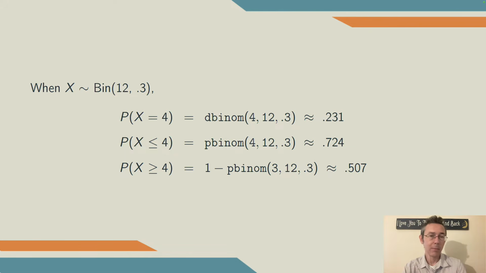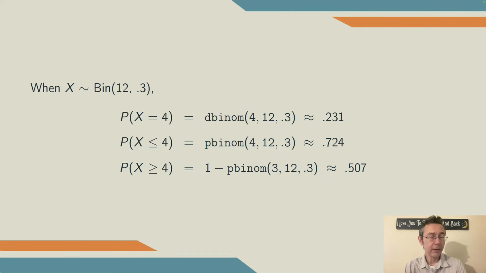Similarly, for the probability that X is less than or equal to 4, we're looking at a cumulative probability question. It's pbinom. We pass it the value of interest, X equals 4, and then the 2 parameters in exactly the same order to get about 72.4%.